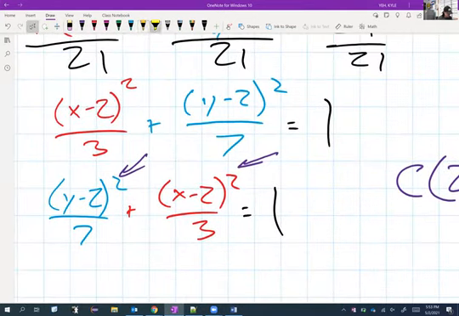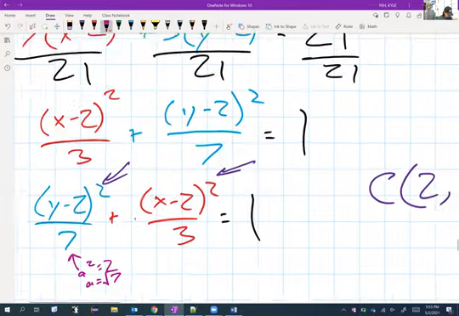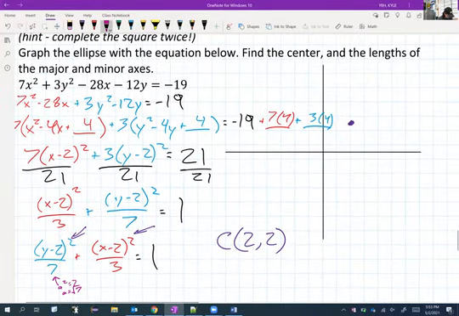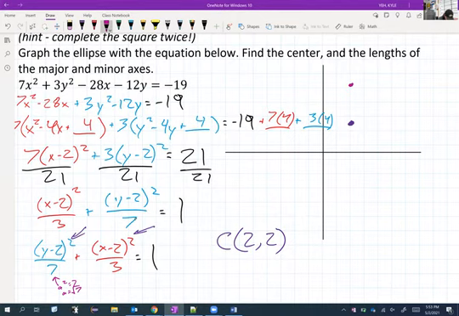I need to go a squared is 7. So a equals root 7, which is going to be between 2 and 3, right? Because 2 squared is 4, 3 squared is 9. So between 2 and 3, 2 and a little more than a half in the y direction. 1, 2 and a little bit more than a half.